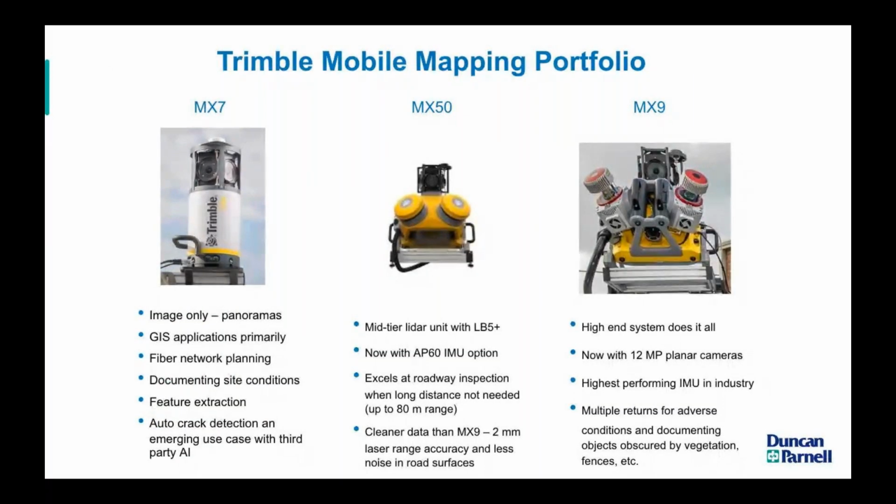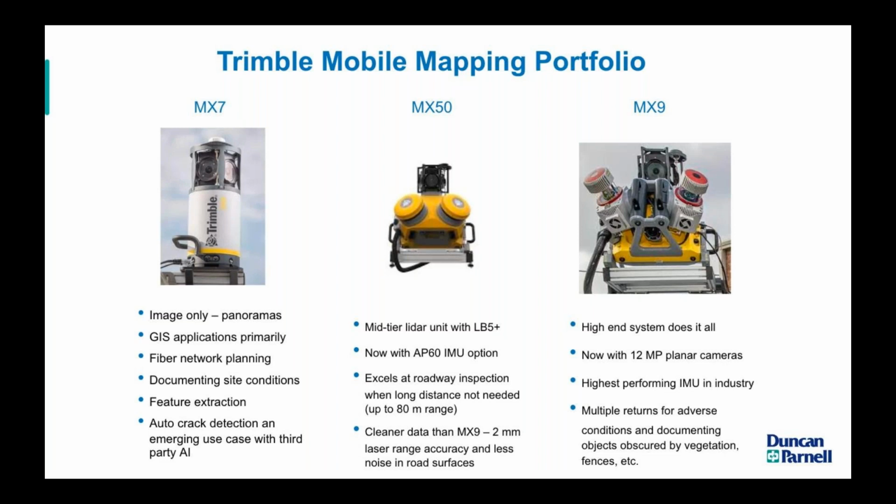And again, just another way to look at each of these three pieces of hardware. MX7 is great for GIS applications, whether folks just want to have time-stamped georeferenced street view type imagery on their own intervals that they control, and then do lots of feature extraction from that. A lot of the telecom and fiber network planning folks really like that workflow. And crack detection is one we've seen a lot more. Of course, you can do grades of that with point clouds and higher res imagery, but even the panoramic Ladybug 5 Plus can be fed into a lot of third-party tools for that as well.